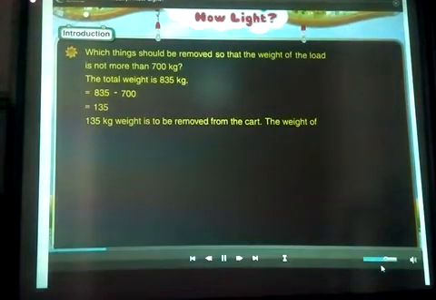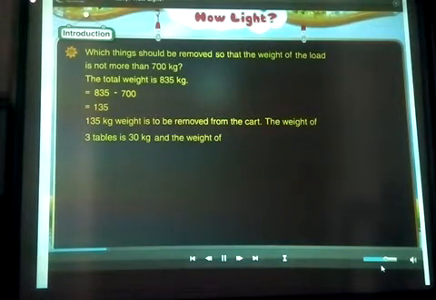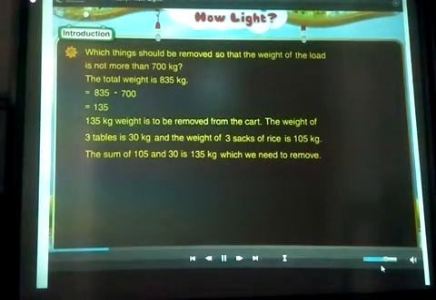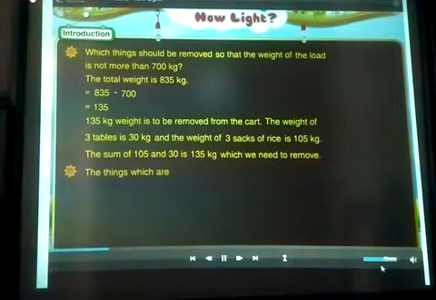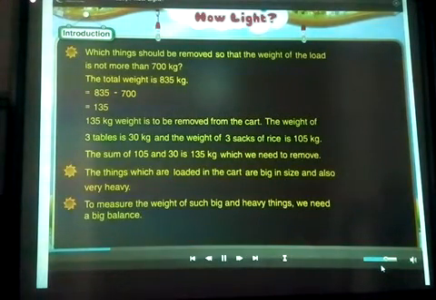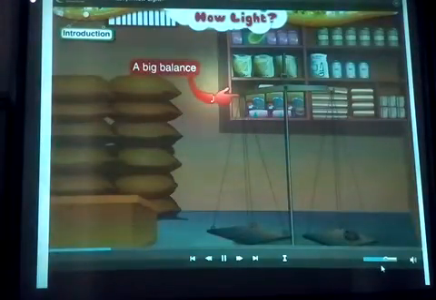The weight of 3 tables is 30 kg and the weight of 3 sacks of rice is 105 kg. The sum of 105 and 30 is 135 kg, which we need to remove. The things which are loaded in the cart are big in size and also very heavy. To measure the weight of such big and heavy things, we need a big balance.